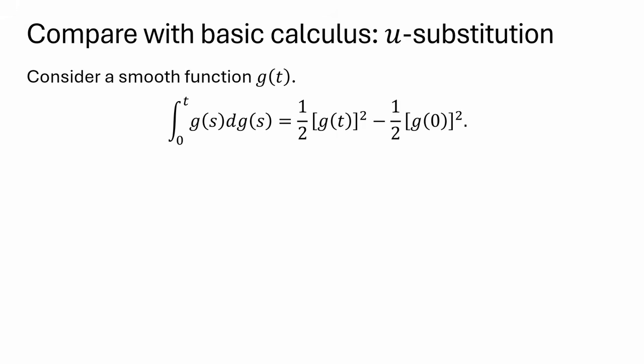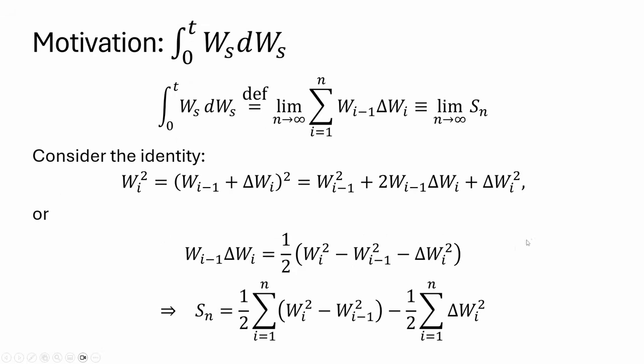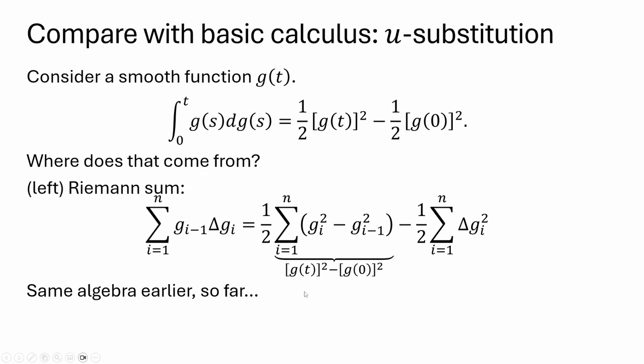Let's do a detailed re-examination of the u-substitution in basic calculus. So consider a smooth function g of t. We all know that the integral of g(s) dg(s) from 0 to t is half g(t) squared minus half g(0) squared. Let's review why this works. And what we're about to do is essentially a proof in real analysis. Don't worry, if you don't have a background in real analysis, that's not part of the prerequisites of this series. I will walk through things very carefully. Let's take the left Riemann sum of the integral, but the same identities which we used for W still hold here. That's just plain algebra. The first term still telescopes in the same way, and it remains to show that the second term tends to 0 as n tends to infinity.